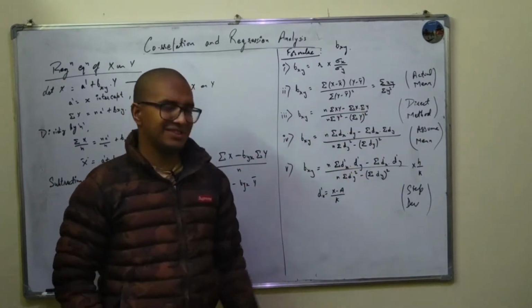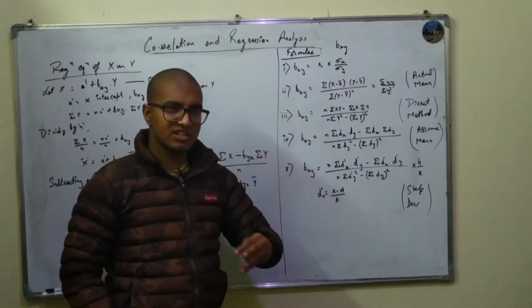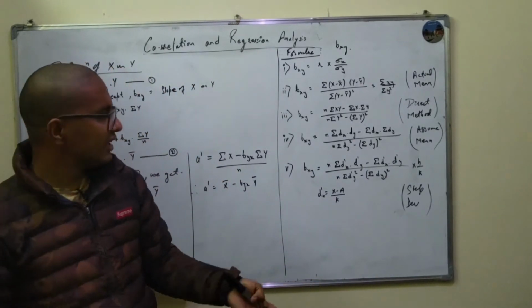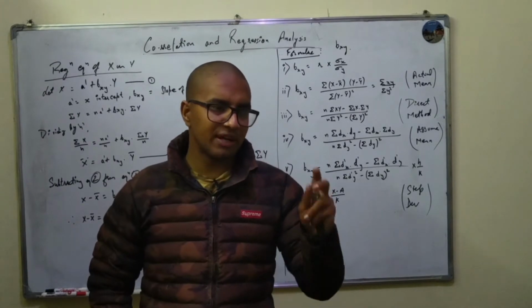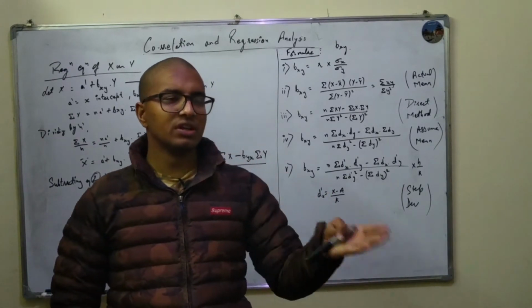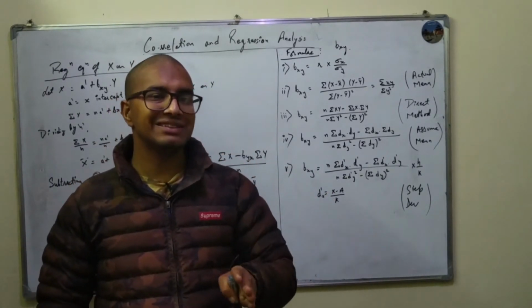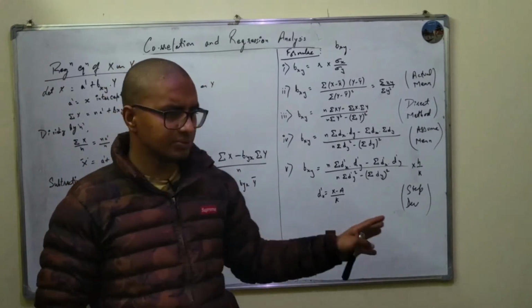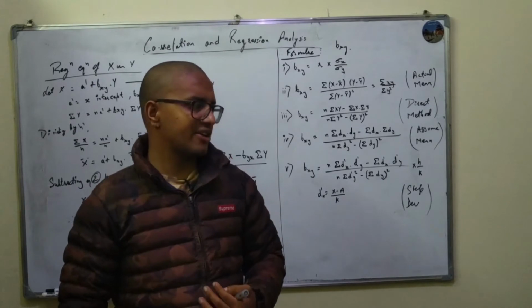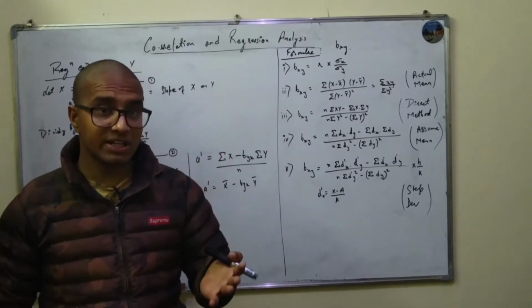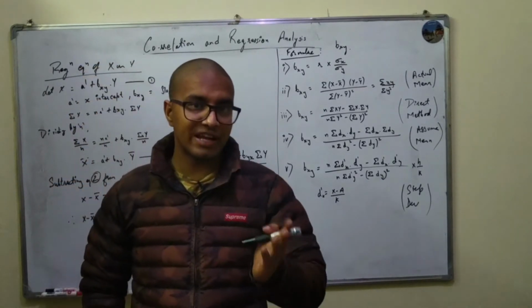It will be easier. If you are using the step deviation method, as you know the drill already, we don't have to compute large numbers, so we don't have to do squares and stuff like that. So it will make it pretty easy. Okay, that's pretty much it. Next we will look at multiple regression equation.